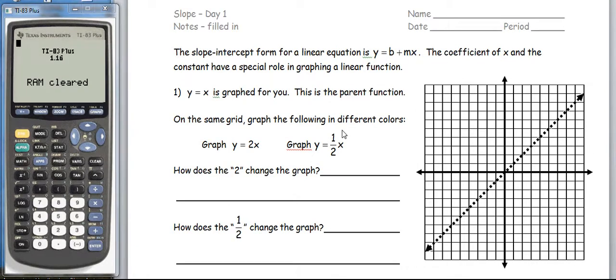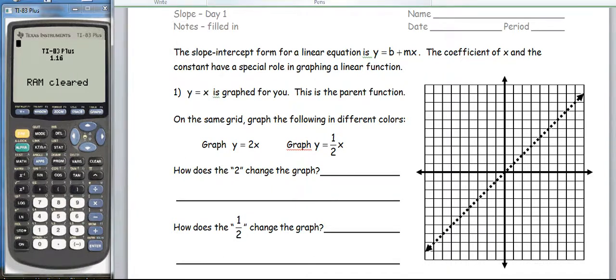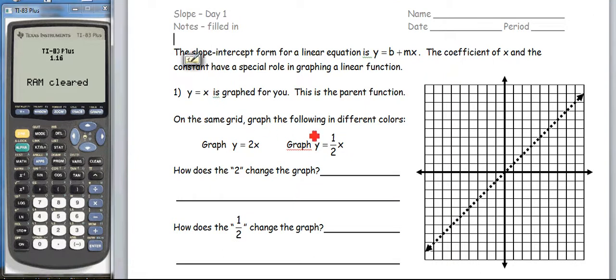Today we begin our study about slope, and slope defines the graph of a line and how steep or shallow it is. In number one, as you see, we have the graph y equals x already on there for us. What we need to do is find, it says on the same grid, graph the following in different colors. So let's go ahead and pick colors, and if you're at home doing this, you can use map colors or maybe just a highlighter.